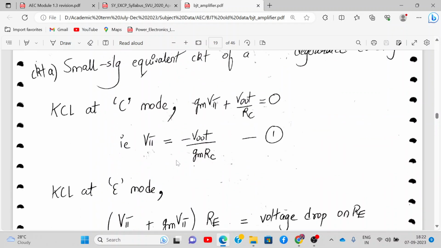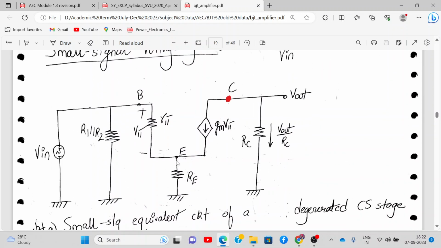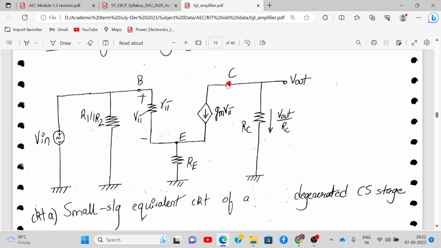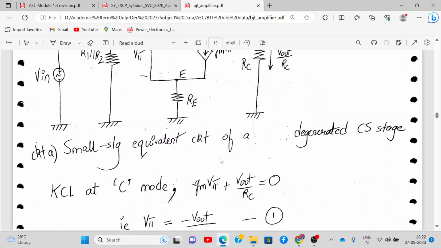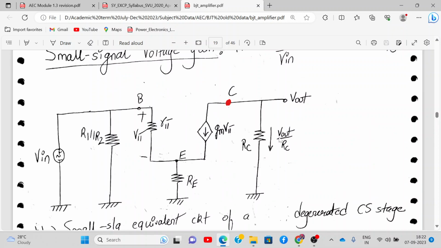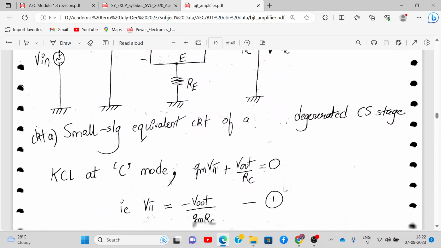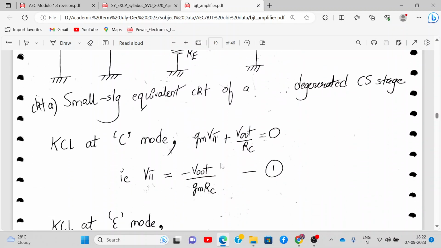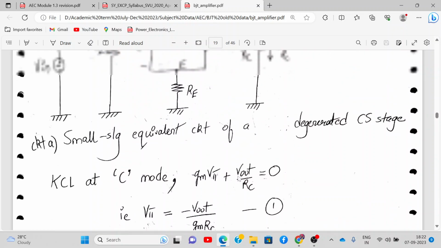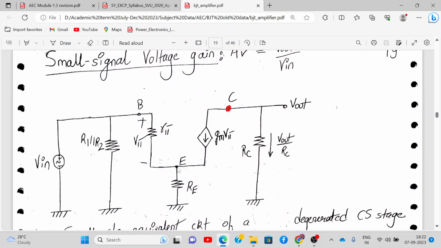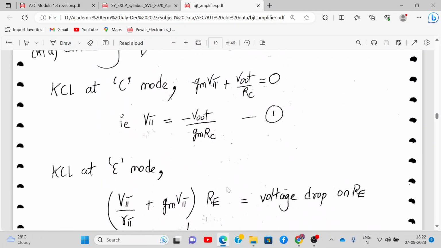So how we'll derive now this thing? Voltage gain formula. You apply KCL at collector terminal. So what do you get? This is V out upon RC. This is GM V pi. So what do you get? GM V pi plus V out upon RC is equal to 0. So V pi will be minus V out upon GMRC. This we call equation number 1. Okay. So now we'll apply KCL at the emitter node. So what does the KCL at the emitter node say?